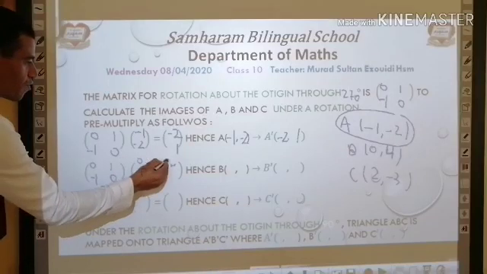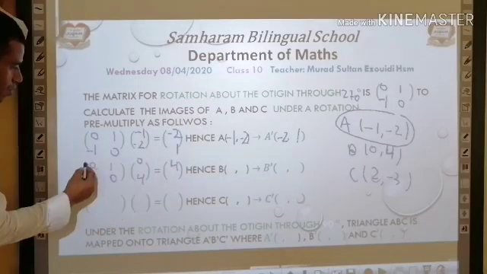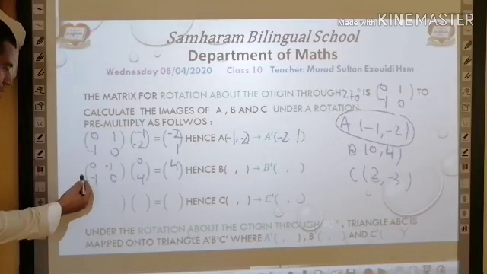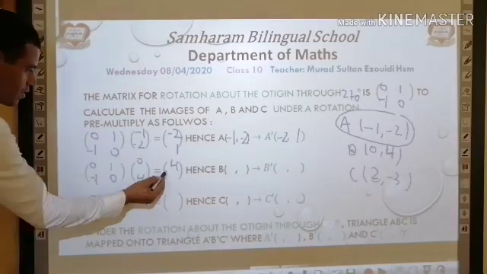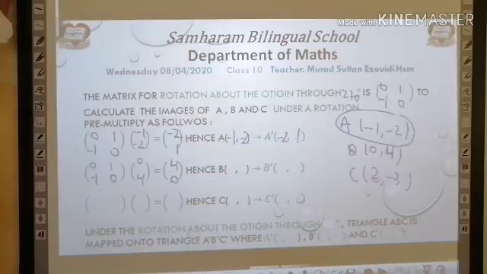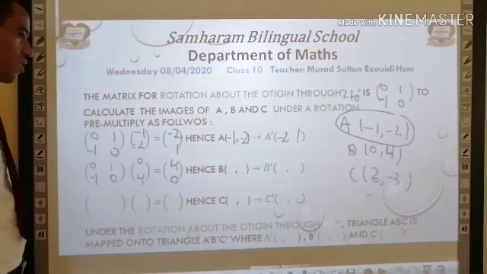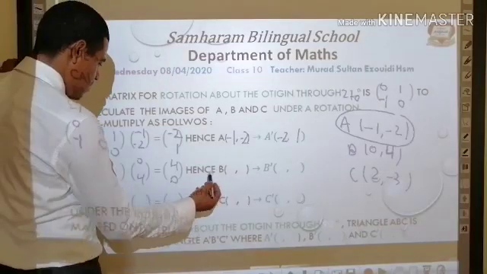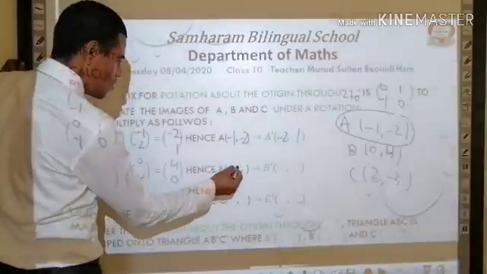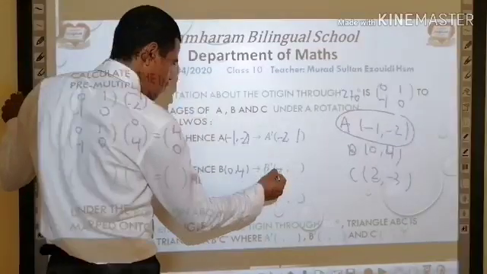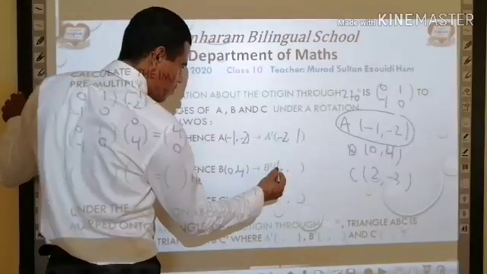Then this one gives 4, only 4, because 0 by 0 is 0, 1 by 4 is 4, 4 plus 0 is 4. This one, minus 1, 0 multiplied by this gives 0: minus 1 by 0 is 0, plus 0 by 4 is 0. Hence B has the coordinates 0, 4, and B prime has the coordinates 4, 0.